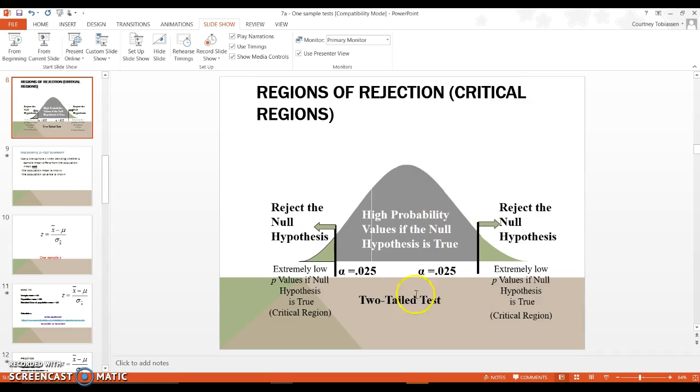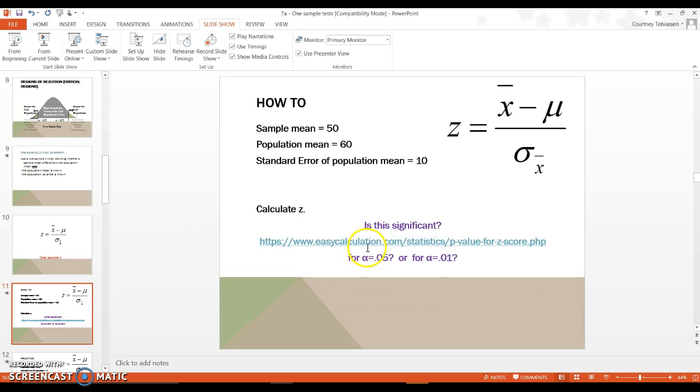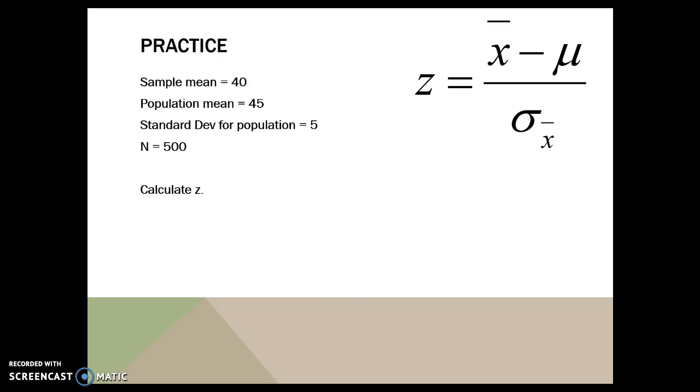So what's happening is our probability value right now is above 0.05. So we're falling in this dark gray range. So there's a high probability the null is true. We are going to fail to reject that, meaning the sample mean and the population mean are essentially the same. There's no difference between the two.